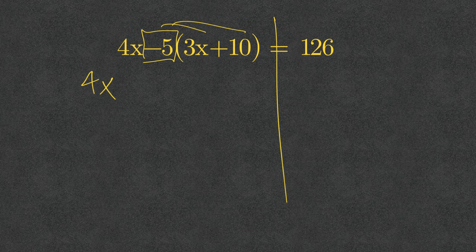Negative 5 times 3x. Negative 15x. Very good. Negative 5 times 10. Negative 50. Okay? So very, very important that we recognize that we are distributing a negative 5. Let's get that distribution done. We have now done that. Everybody okay with that?